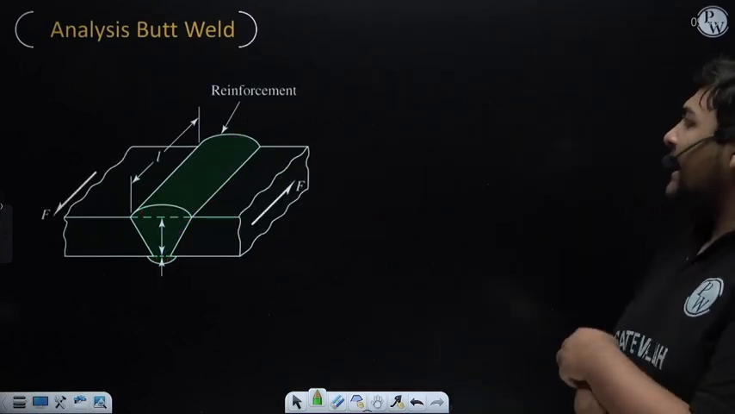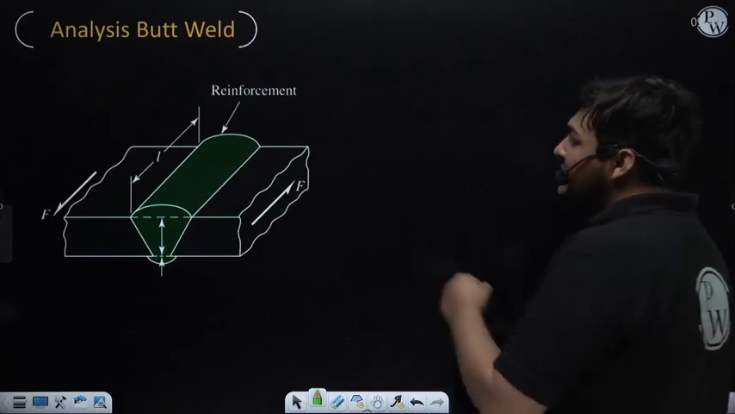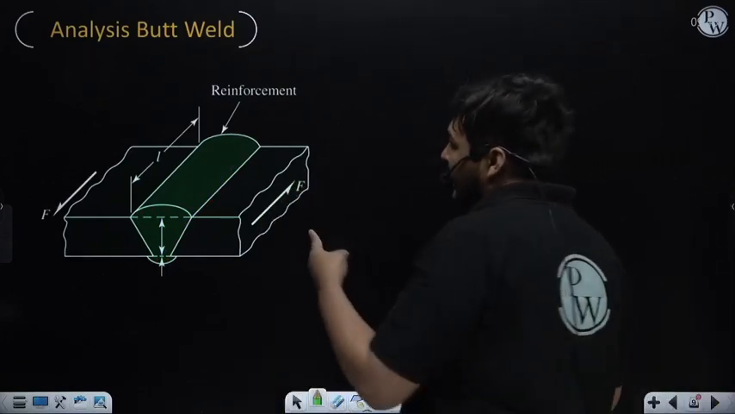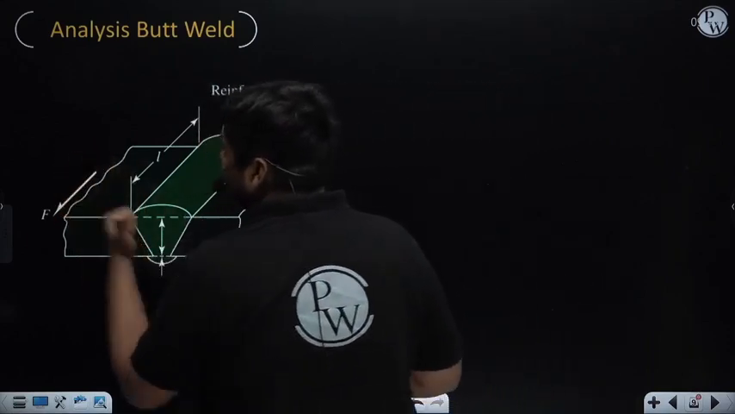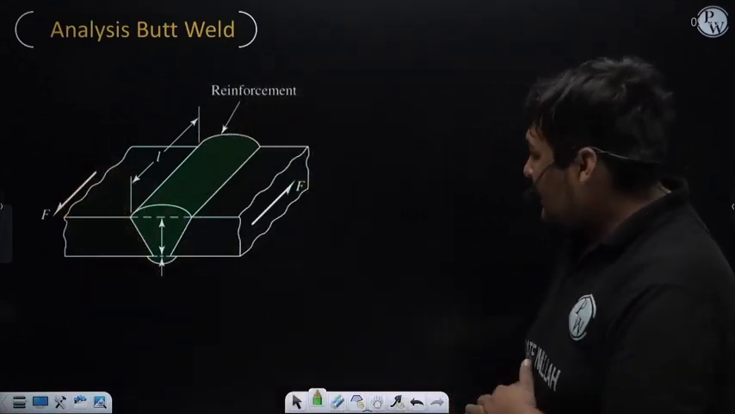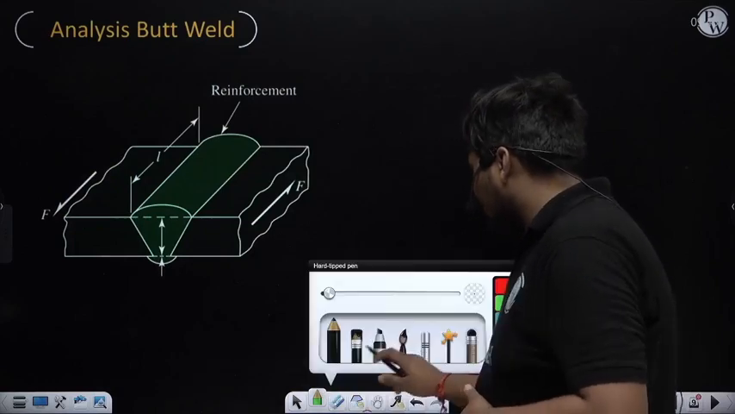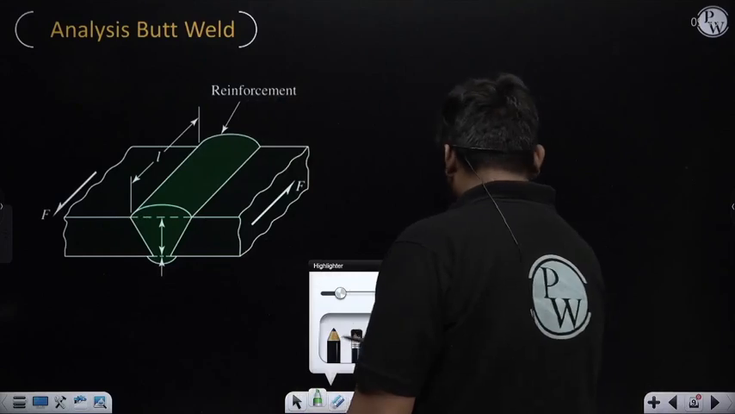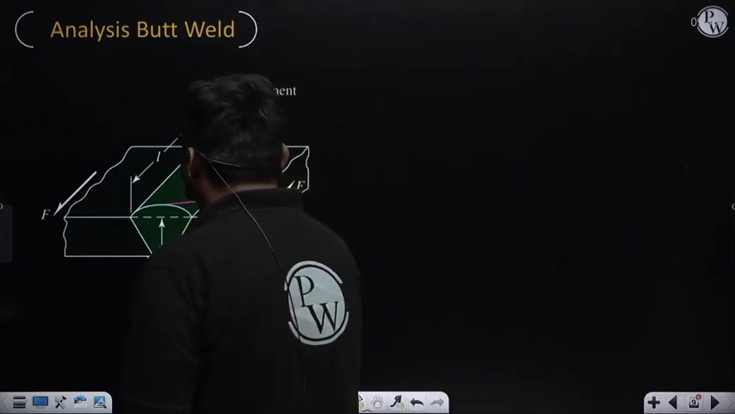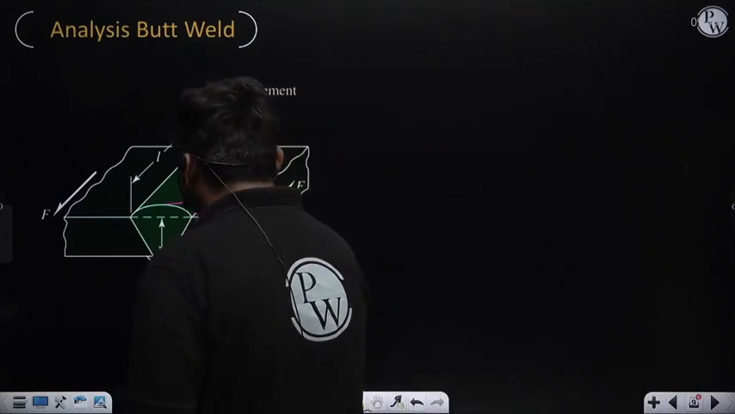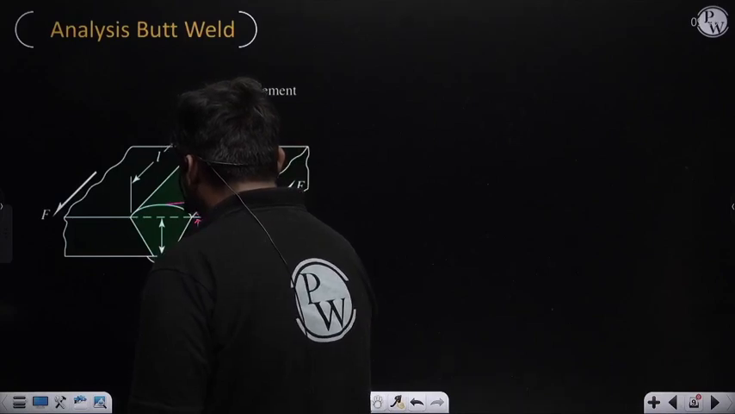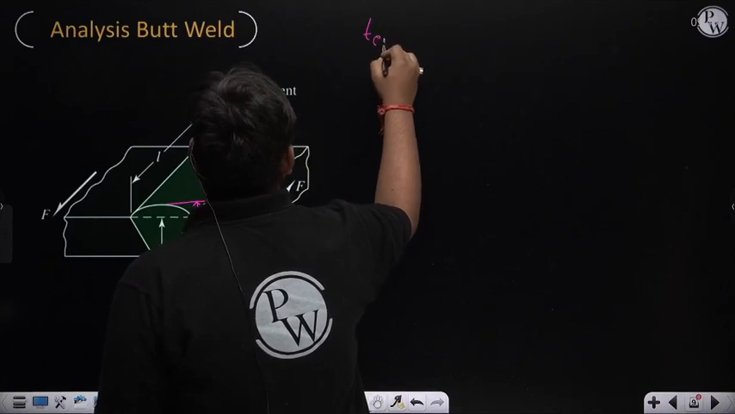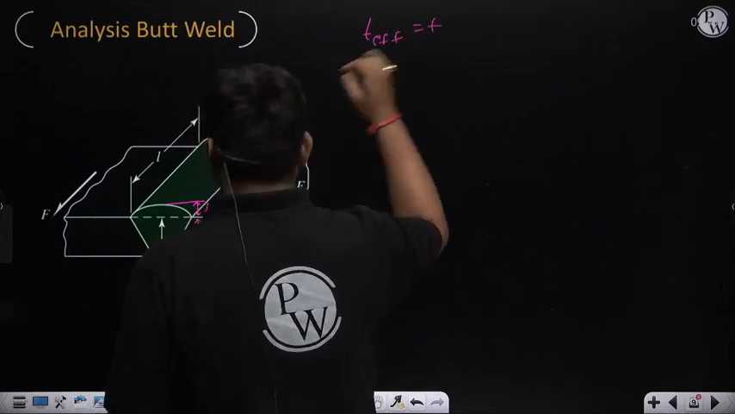Similarly, now we will do the analysis of this butt weld under shear load. Why it is shear, you will easily understand. Right now in this direction one force F is coming, and in this direction an equal and opposite force F is coming. Now see carefully. Again, this thickness is T1, this thickness is T, and this thickness is T2. Again, the effective thickness of the butt weld is equal to T, you can see.